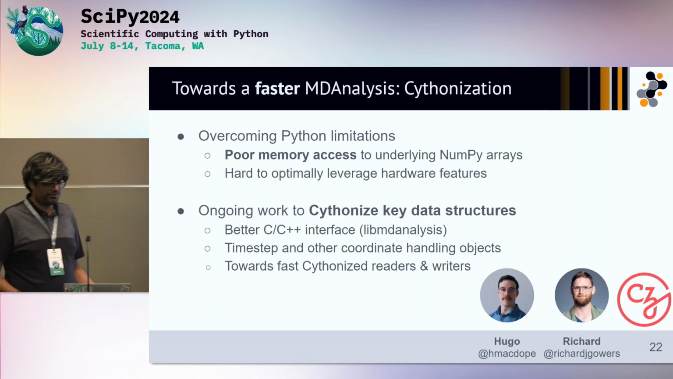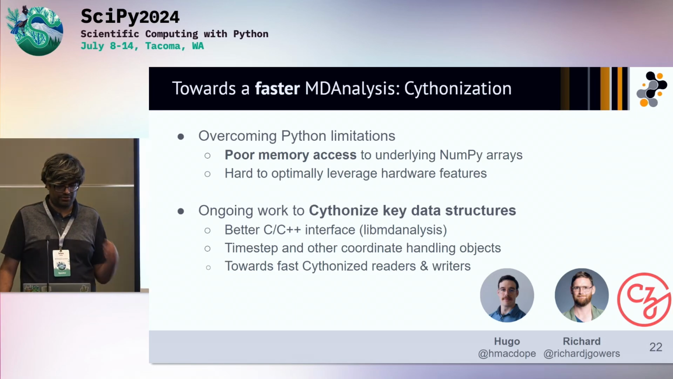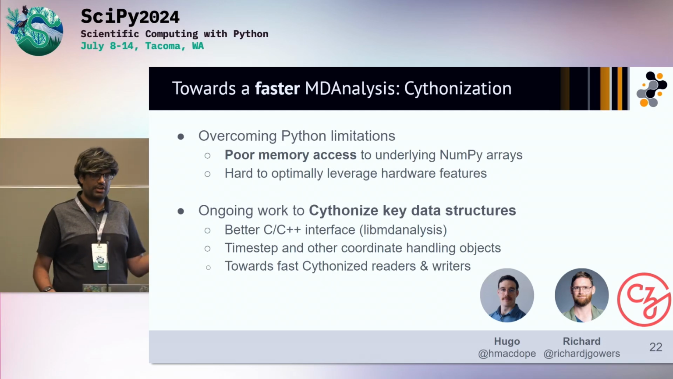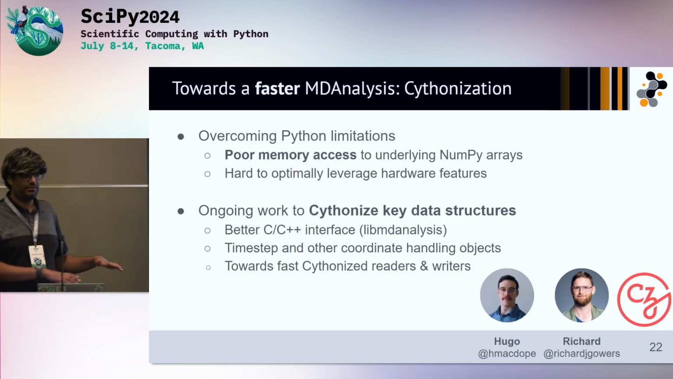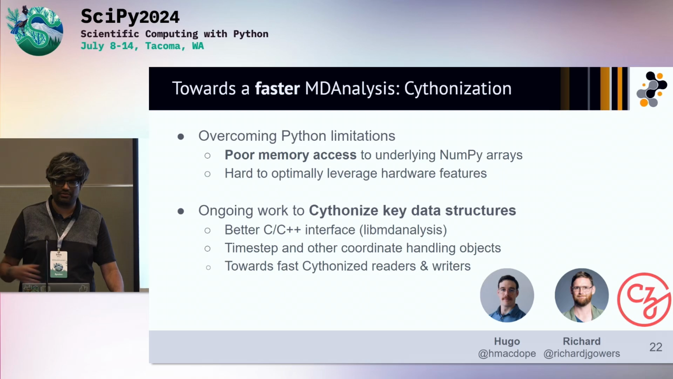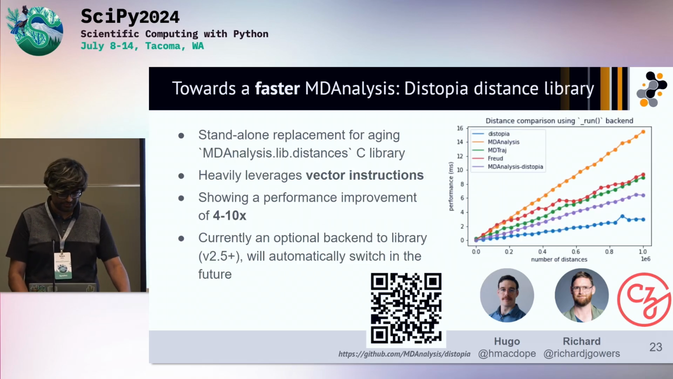So we're moving towards some Cythonization, and we're doing a lot of work, particularly Hugo and Richard, in reorganizing data structures so that they're all at the C level, and there's a lower memory overhead to transferring data to and from faster C API readers.